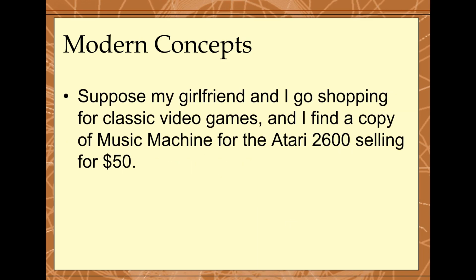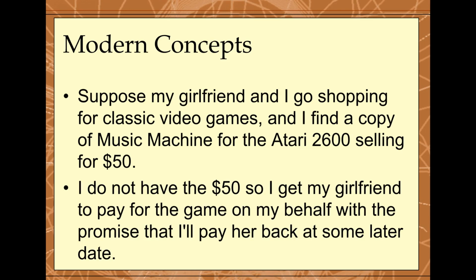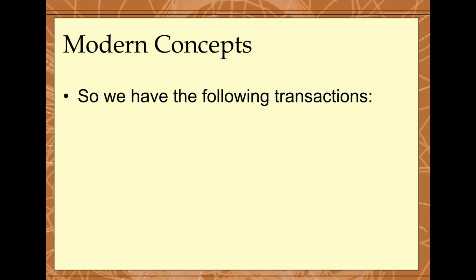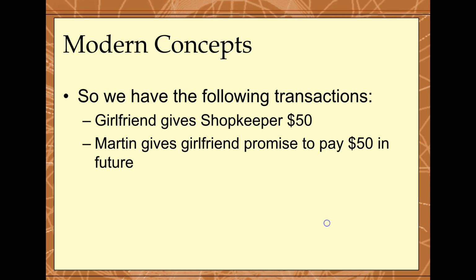So let me give you an example. Suppose my girlfriend and I go shopping for classic video games. And I find a copy of Music Machine for the Atari 2600, and it's selling for about $50. Now, I don't have money on me, so I get my girlfriend to pay for it. And I promise I'll pay her back at a later date. So we have the following transactions. The girlfriend gives a shopkeeper $50, and I give my girlfriend a promissory note to pay her back in the future, kind of like an IOU.